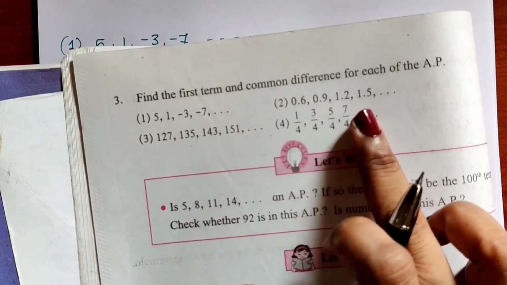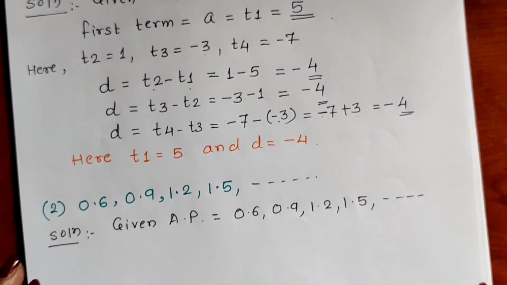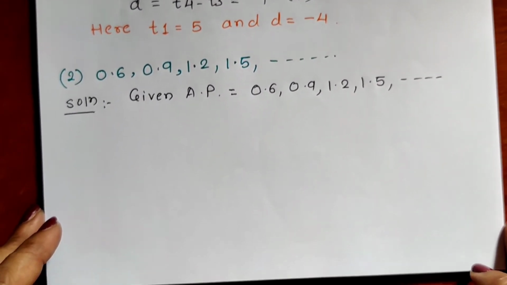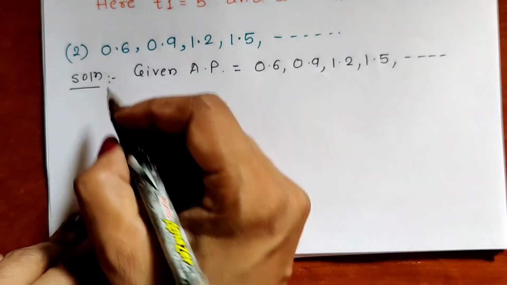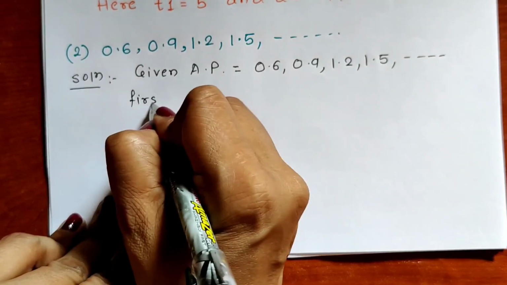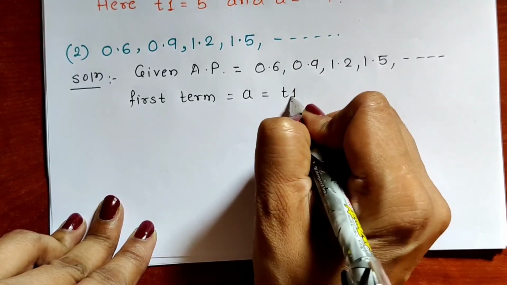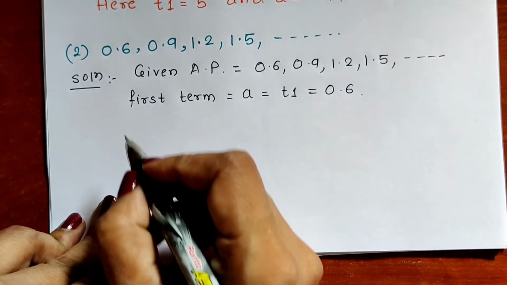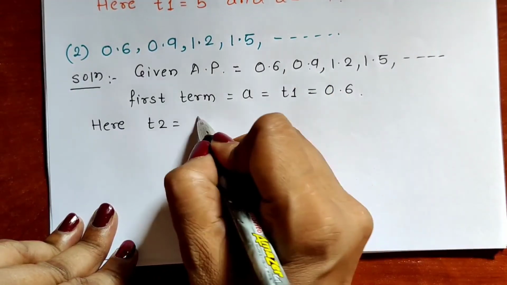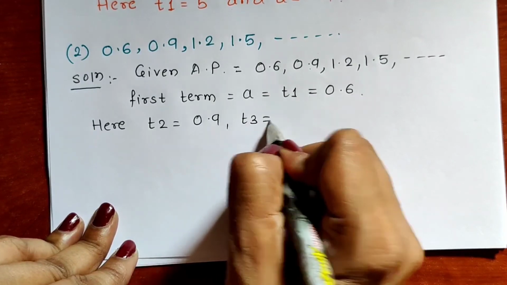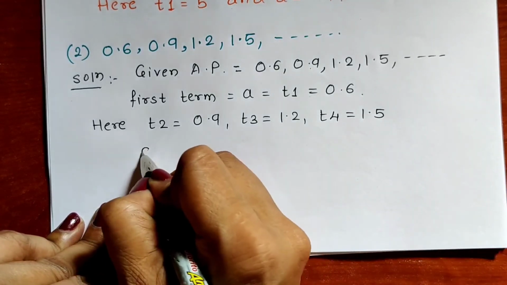0.6, 0.9, 1.2, 1.5, infinite. So here I have written this question, sum number 2. Now let us solve. Given AP we have written. First term is always denoted by A and T1. A equals T1 equals 0.6. Now the common difference. First write all the terms here. T2 is 0.9. T3 is 1.2. T4 is 1.5.